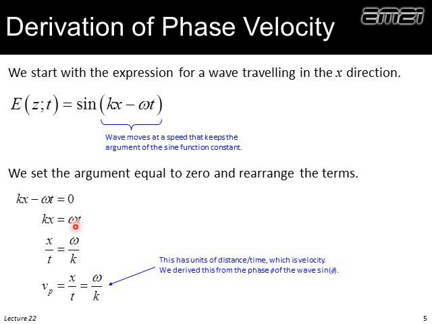Then, if we bring the t over to the left-hand side and the k over to the right-hand side, we get this ratio. But notice we have a distance term, or a length term x, over a time term. So we have something that's distance over time, or meters per second. That's a velocity. So it turns out the omega over k is a velocity. And since we derive this from the phase of the wave, the argument of the sine is an angle, it's a phase, we call that a phase velocity, and it is omega over k.